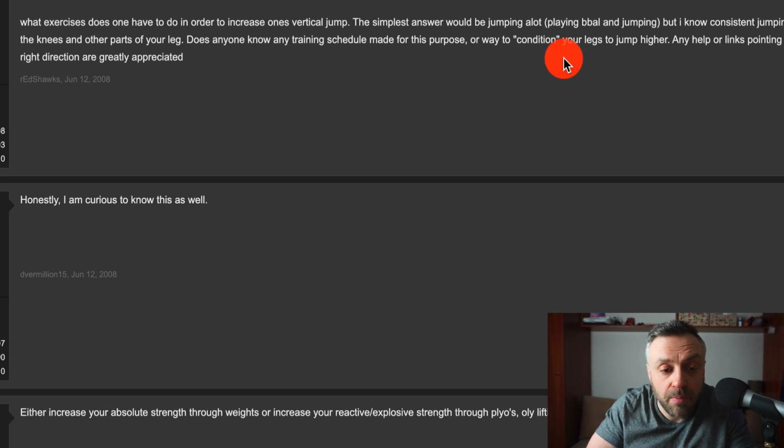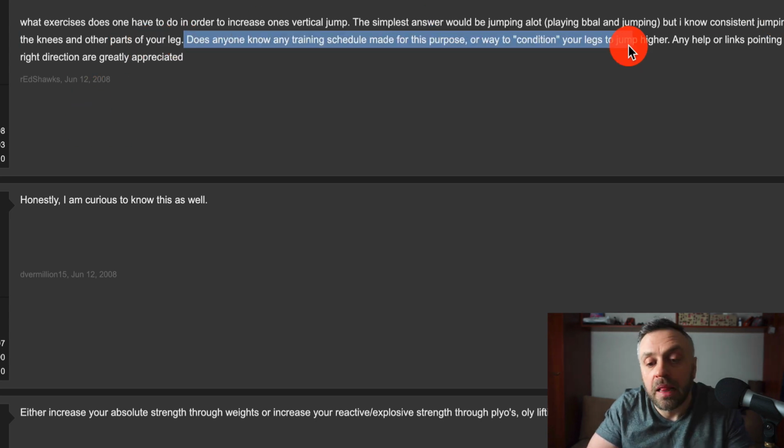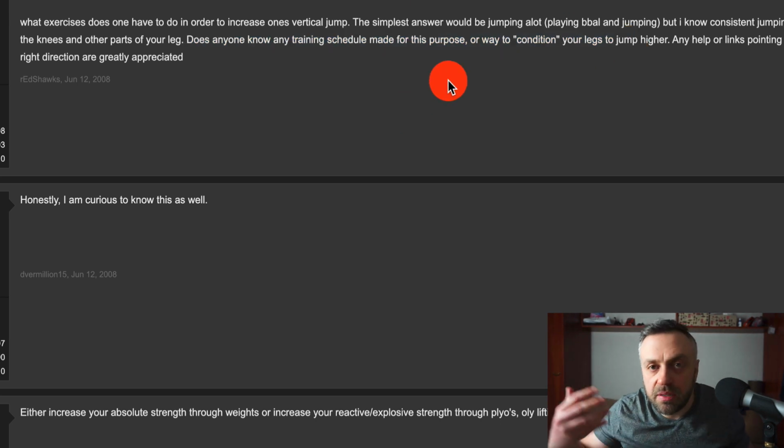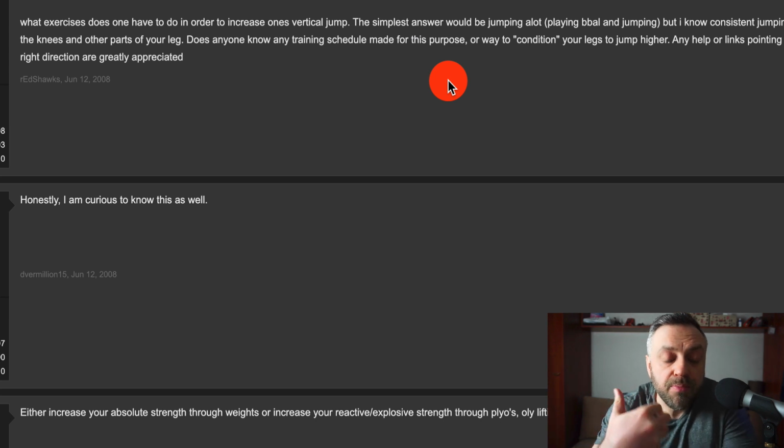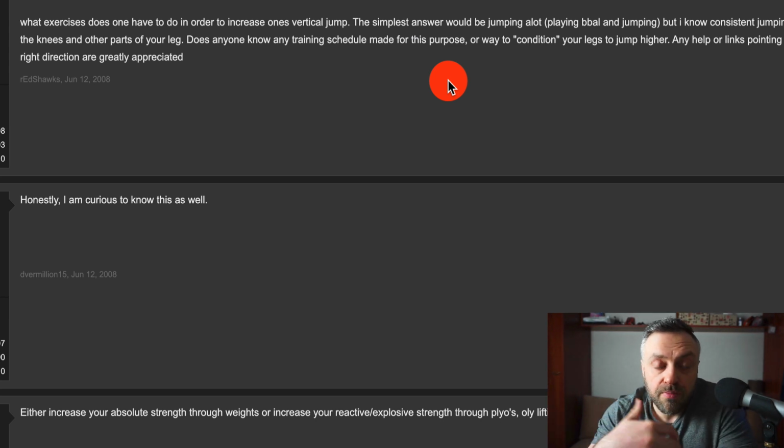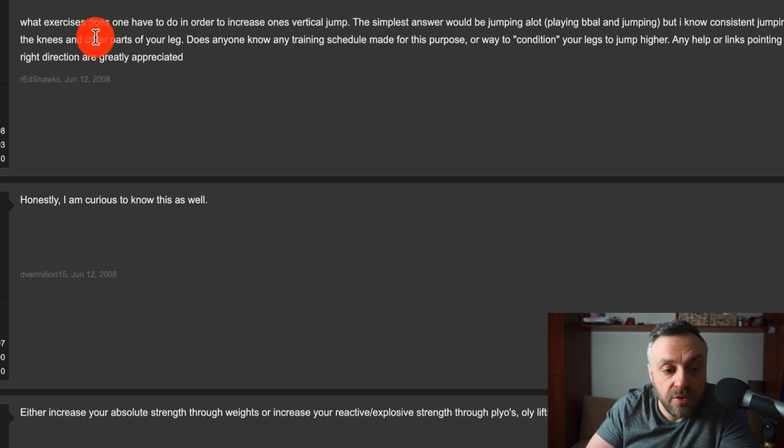But I know consistent jumping is bad for the knees and other parts of your leg. You can take this information and you can put it on your landing page, right? You can say something like three main mistakes people make when they try to improve their vertical jump skills. And the first one would be jumping a lot, because when you jump a lot, it's bad for your knees and other parts of your leg, right?